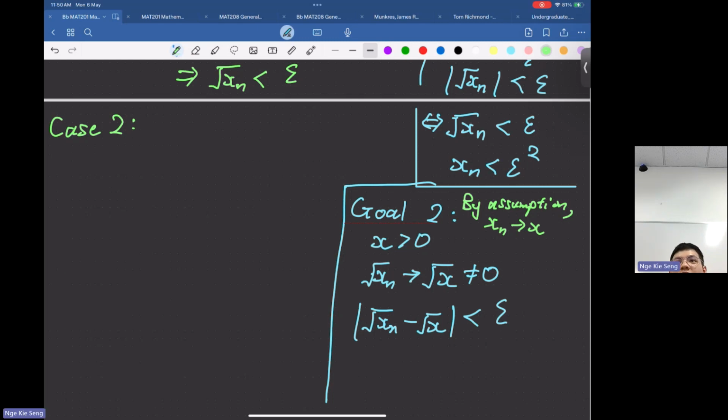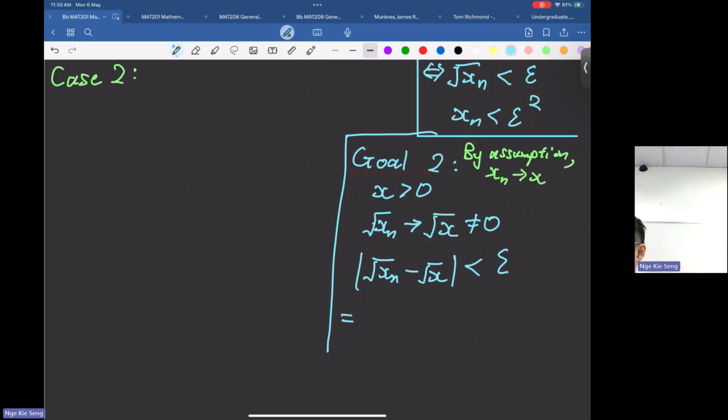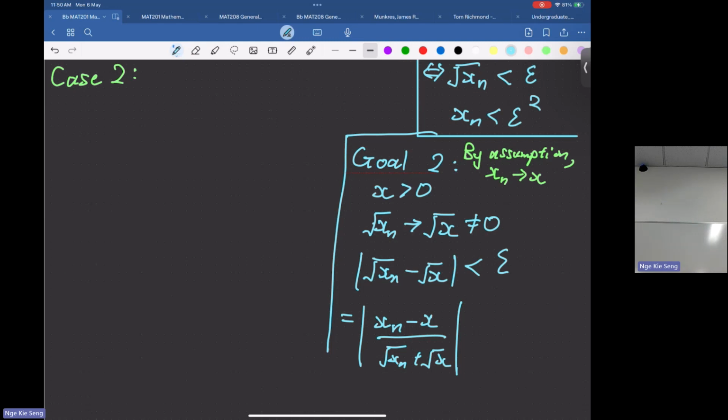Yeah, you can try conjugation. So let's try conjugation. What happens if you multiply by the conjugation? You get xn minus x over the square root of xn plus the square root of x. Then you see this xn minus x pops up. Now what's the bottom here?